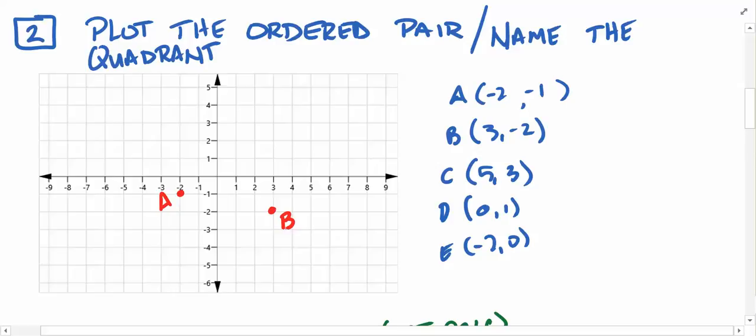Okay, point C. From the origin, we go 5 units right and 3 units up. There you go. 5 units right and 3 units up. That's point C.